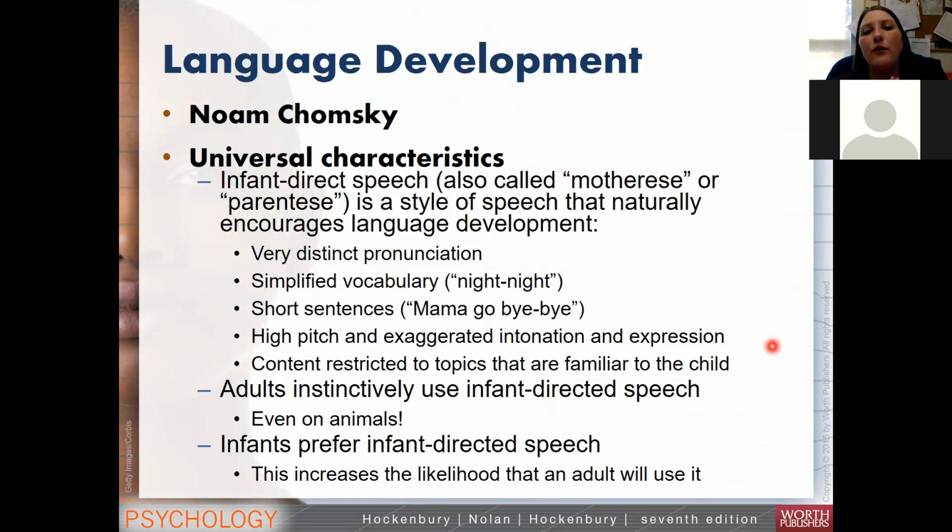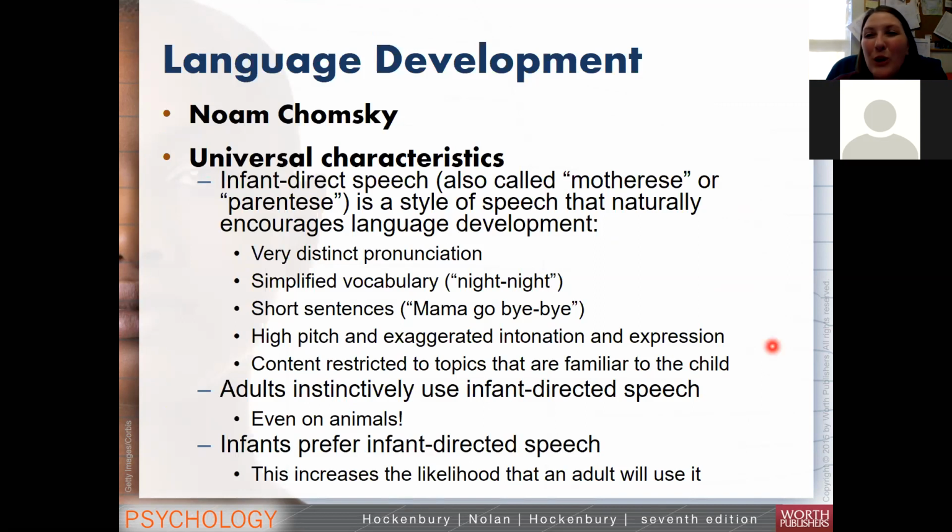So one thing is called infant-directed speech, or motherese, or parentese, which is a style that we see with very distinct pronunciations. We see that it's simplified and shortened. We see that any time that you think about how you would talk to a dog, oh, how are you doing?